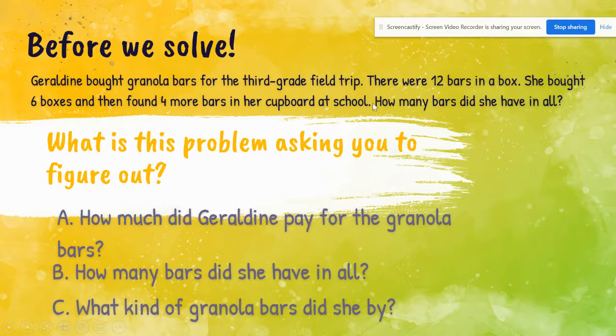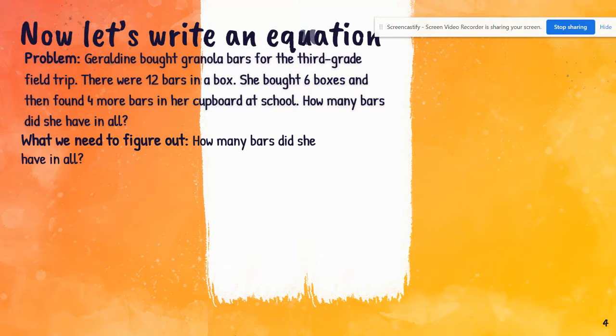So remember, my tip is to look at the last sentence of your word problem. I clicked it in advance. So how many bars does she have in all? If you said B, you're correct. That is the question that we need to figure out. How many were there in all? Okay, how many total bars?